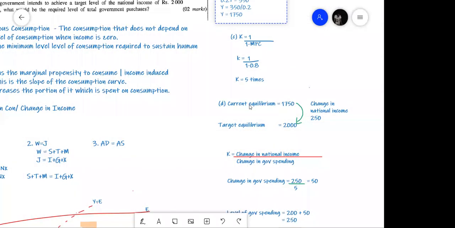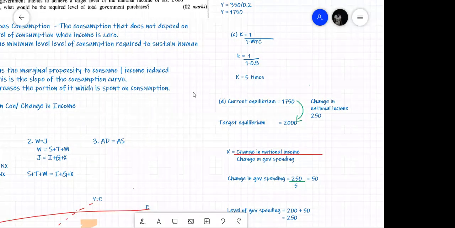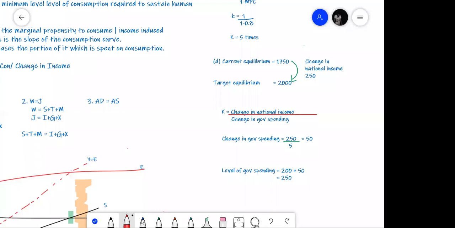The current equilibrium is 1750. Your target is 2000. So you need a change of 250. Then plug it into this equation, right? This is a very basic equation that we would have done before. Okay, so plug it into that equation, you put in your numbers, you get a change in government spending.